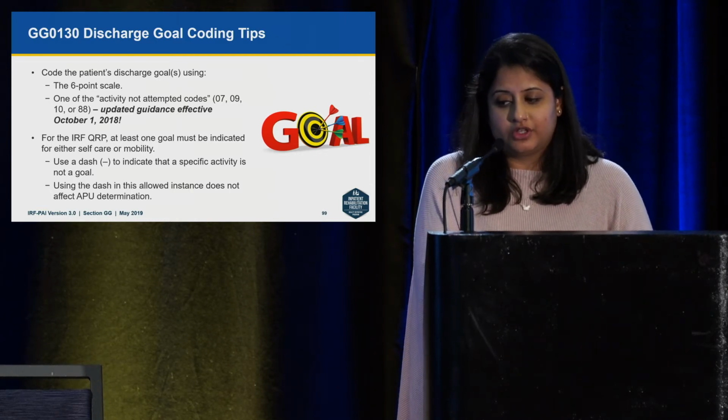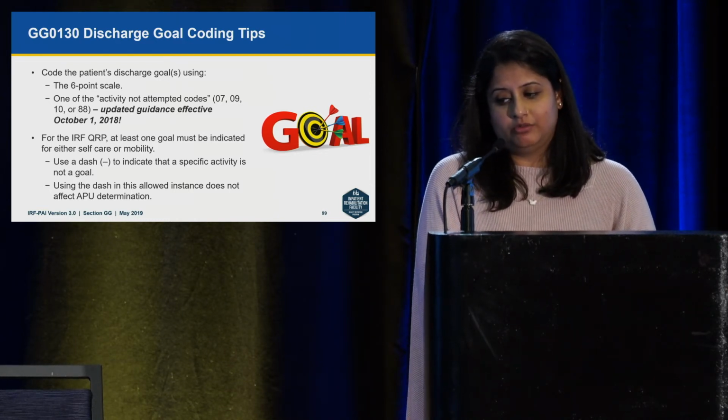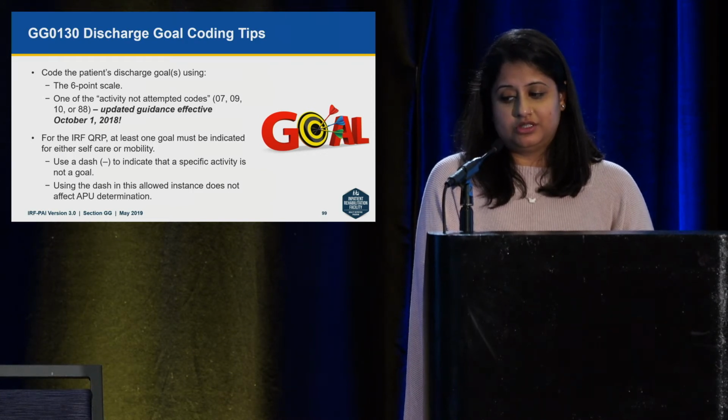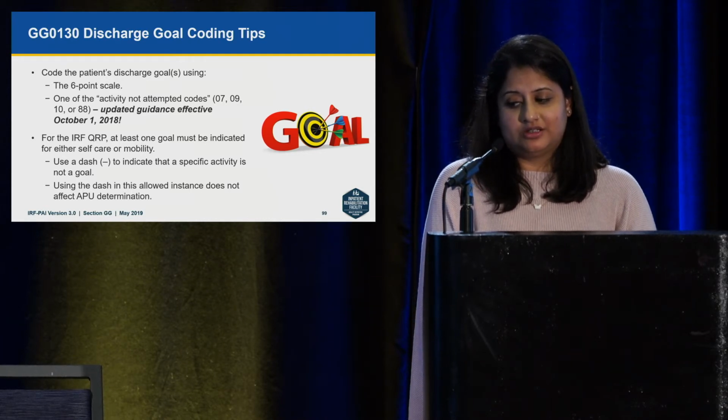For the IRF-QRP, at least one goal must be indicated for either self-care or mobility. You can use a dash to indicate that a specific activity is not a goal. And using a dash in this allowed instance does not affect APU determination.